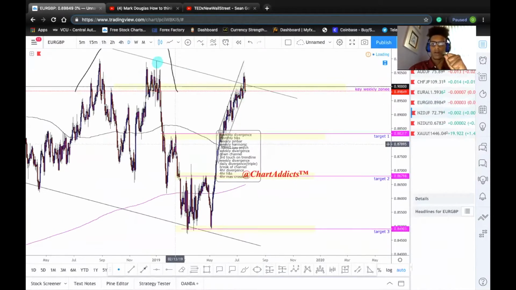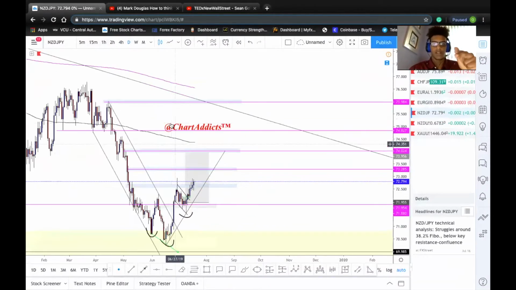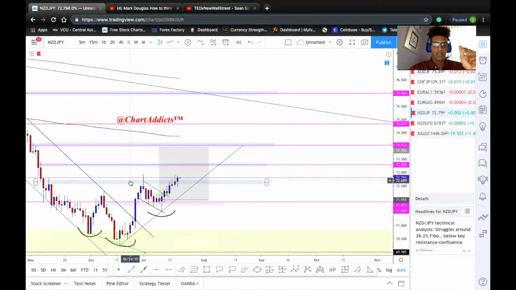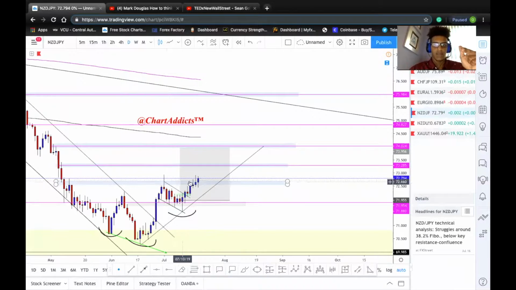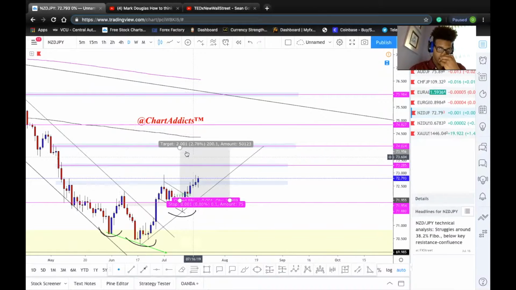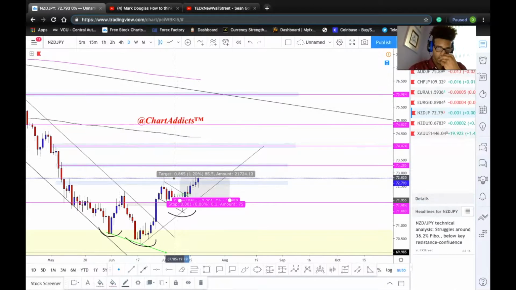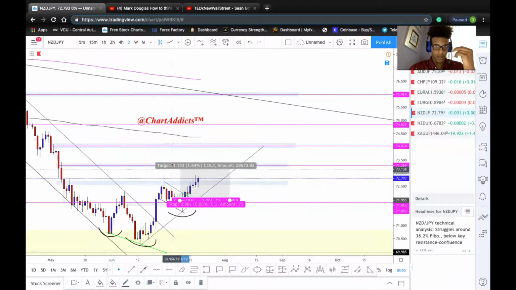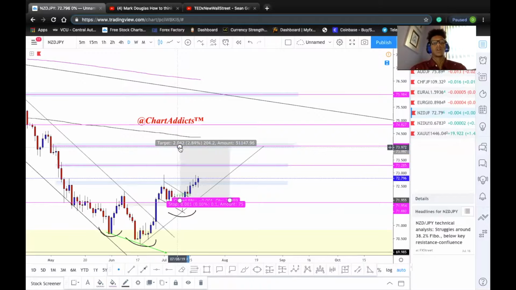NZD JPY in profits, still holding. You guys can see we did break above the last high. We're still holding above these zones back here. So total right now, I believe we are 80 pips in profit. Next TP, 140. TP after that, 200. And last TP, potential 400.